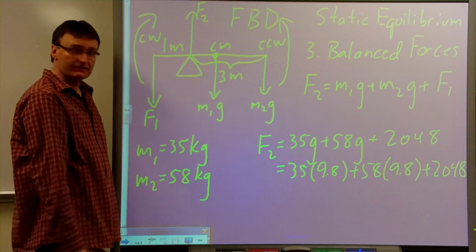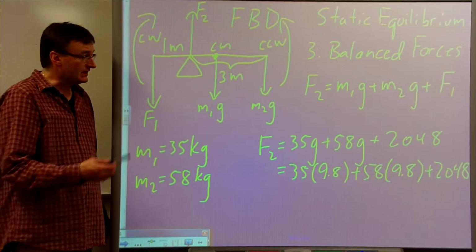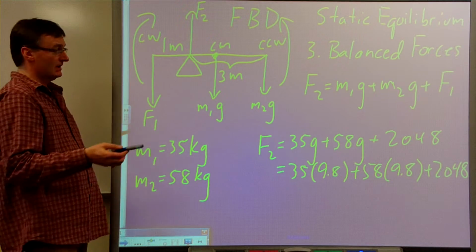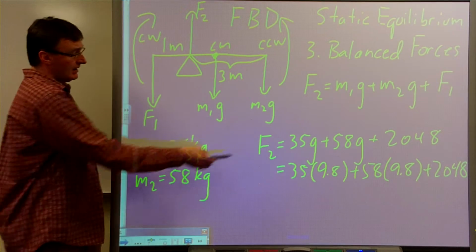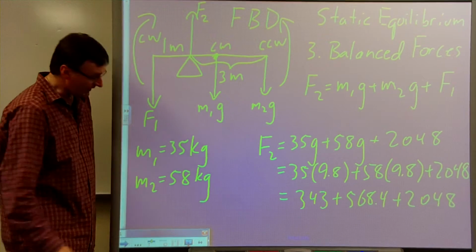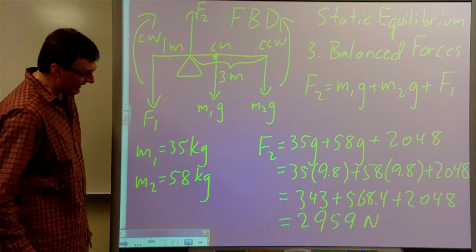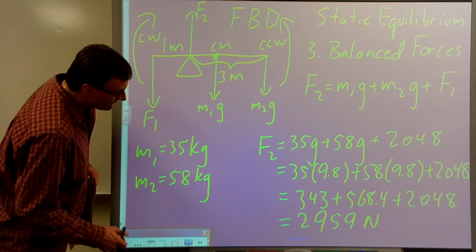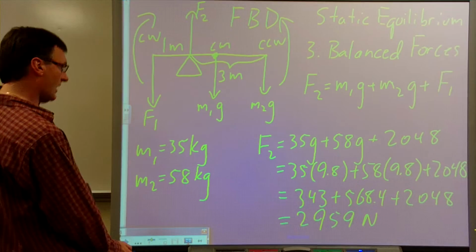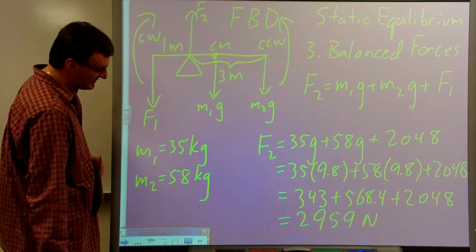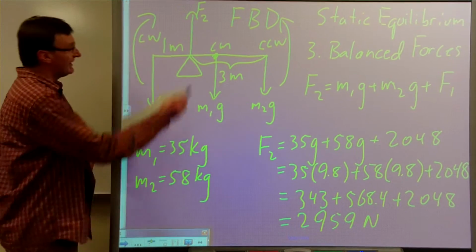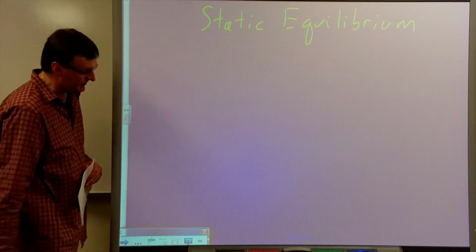This is now just balanced forces, which we don't need to worry about the distance from the pivot point. That was only for the balanced torque equation. So when we're into balanced forces now, we don't worry about the distances. It's just simply the force. So we add those forces up together, and we get 2,959 newtons. I didn't write it too clearly there. 2,959 newtons is the magnitude of F2.